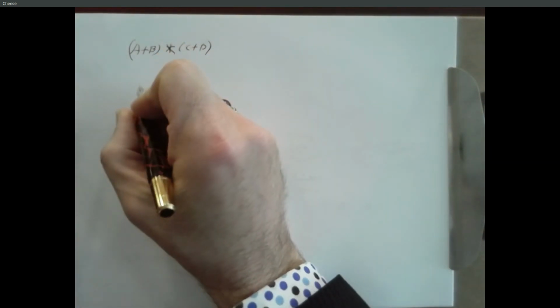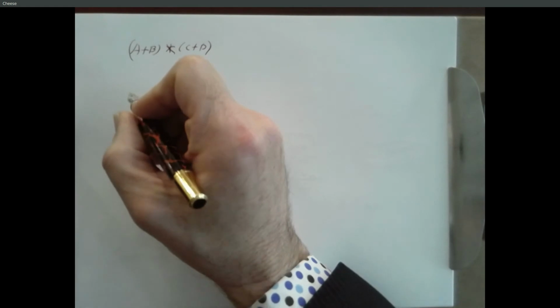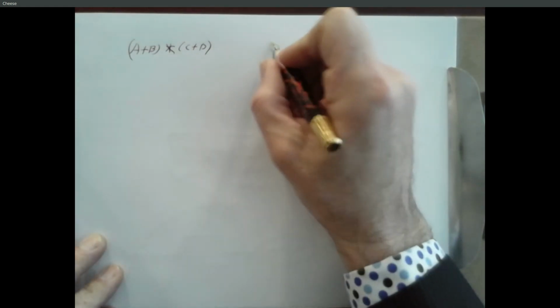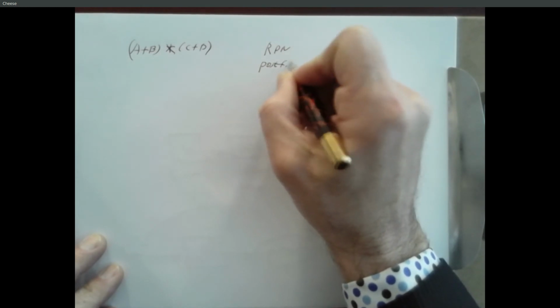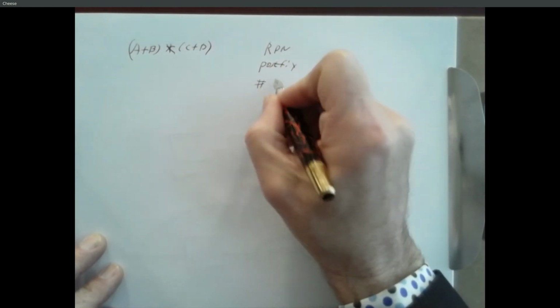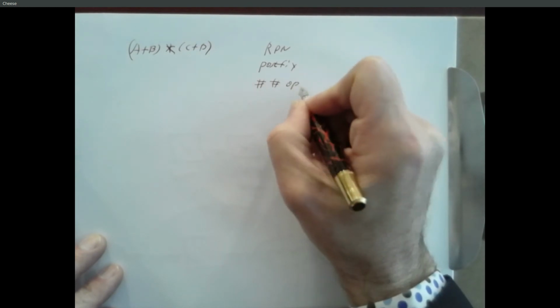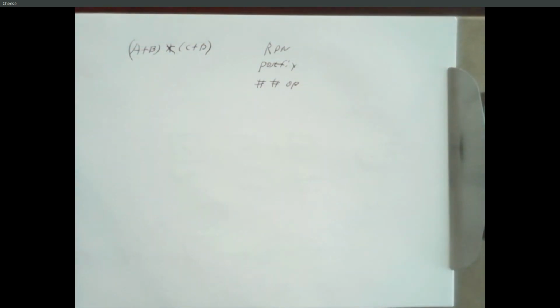And when we write this algebraically, we know that we have to do A plus B first, C plus D next, and then we have to multiply those. And in RPN, it's operand, operand, operator. Okay, so RPN is also called postfix. It's basically number, number, and then the operation that you want to perform.